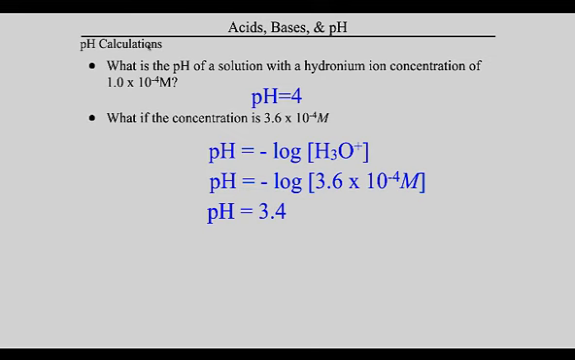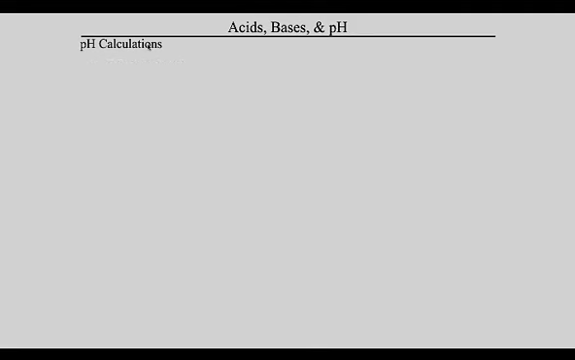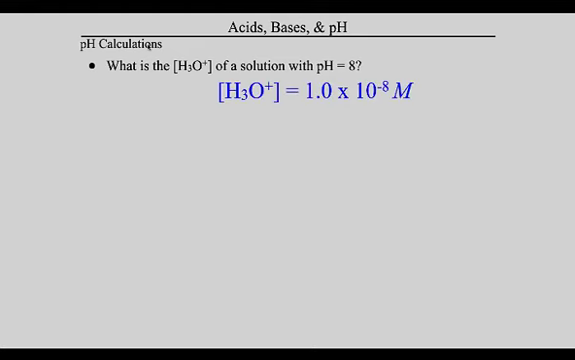So now, let's do this. In this question, we were given hydronium and we came up with pH. Now let's go the other way. Don't write these down. What is the hydronium ion concentration of a solution with pH 8? Don't touch your calculators. What's the answer? 1 times 10 to the negative 8 molar. Done. But what if the number is not a whole number? What if the number is something like 8.12? Well, now we need to solve it.